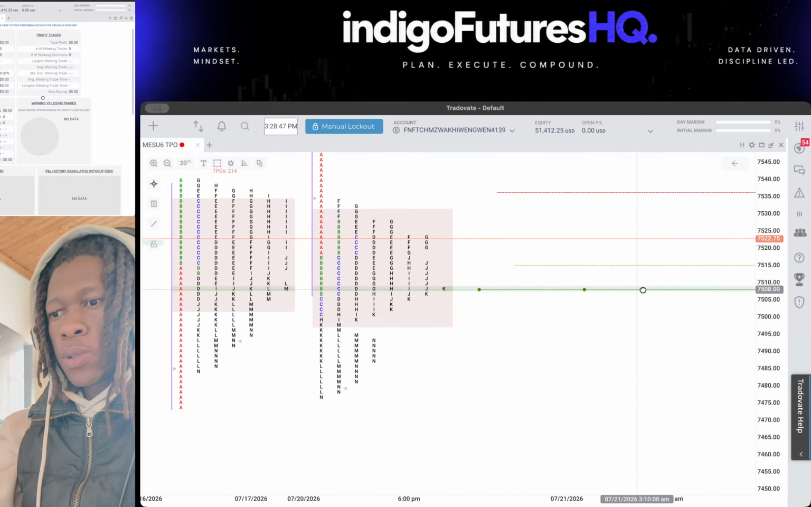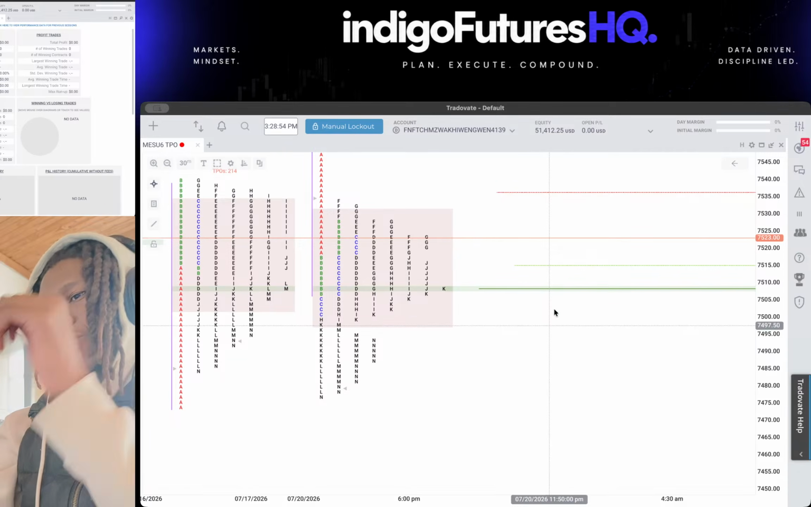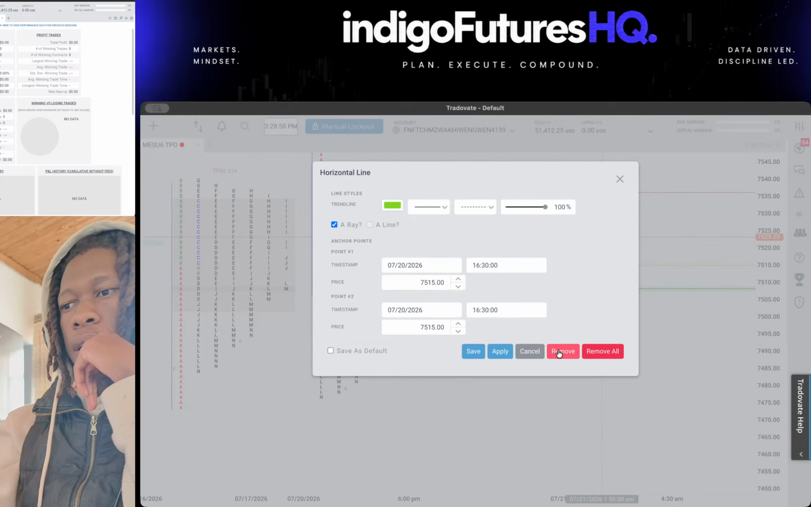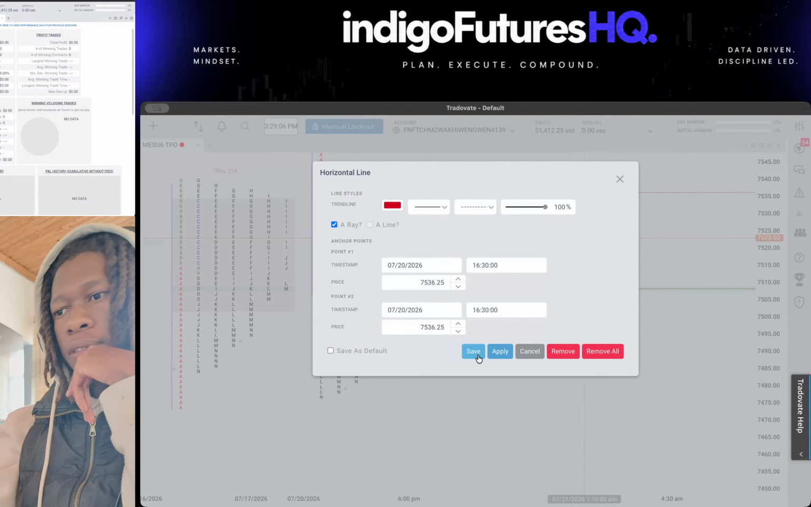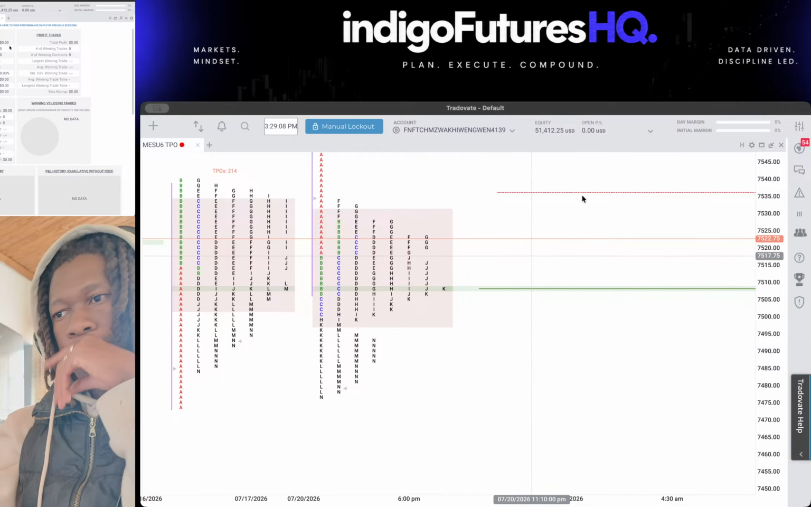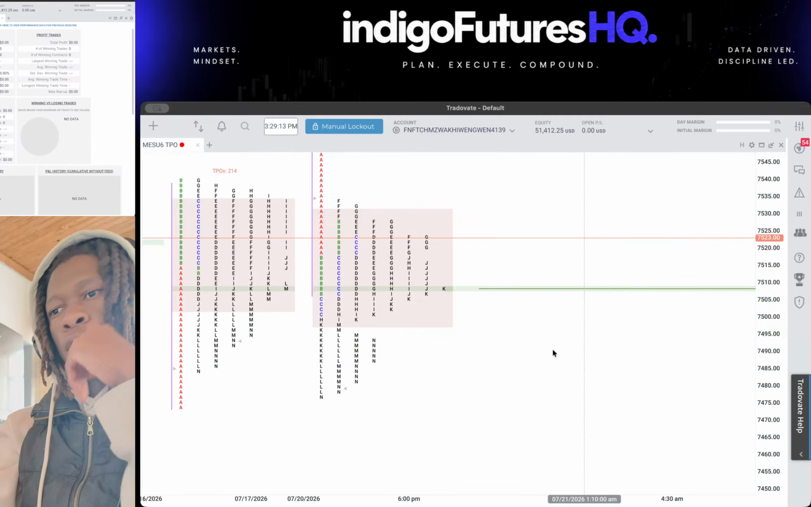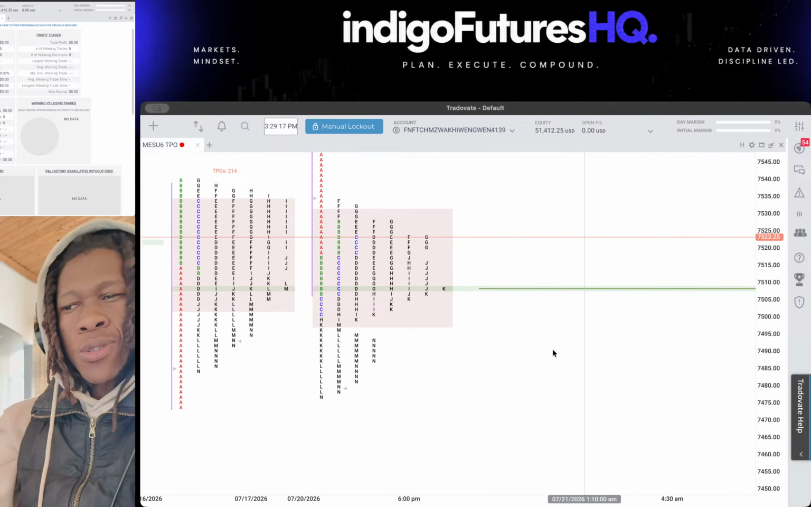So we'll have that marked out right there. I really don't see any significance with the value area low and the value area high of the market profile. Honestly, I just trust the volume profile value areas more, but that's also because I've used them more.